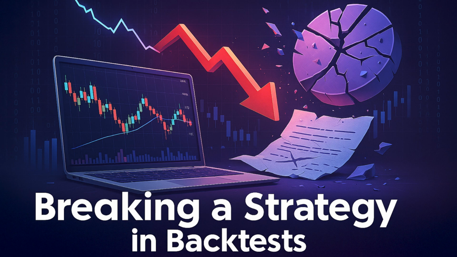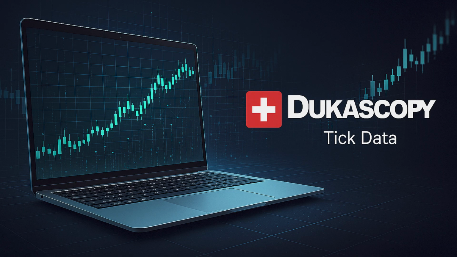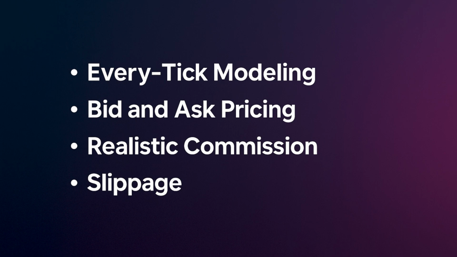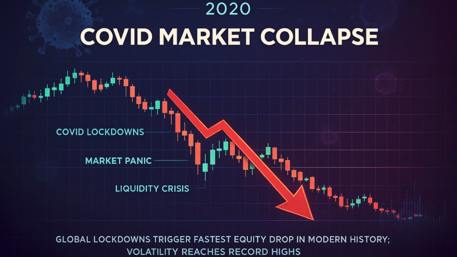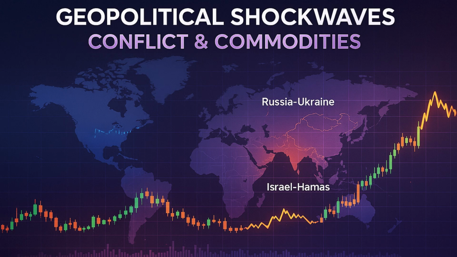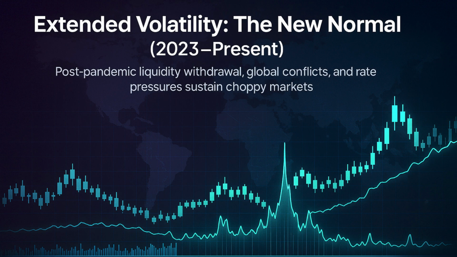Before any setting touches live capital, we try to break it in backtests. We begin by utilizing the MT5 strategy tester with Dukascopy tick data, employing every tick modeling, bid and ask pricing, and realistic commission and slippage. The window of our test spans from 2019 to the present, so we capture COVID, the 2022 rate cycle, the war, the presidential election, and extended volatilities.